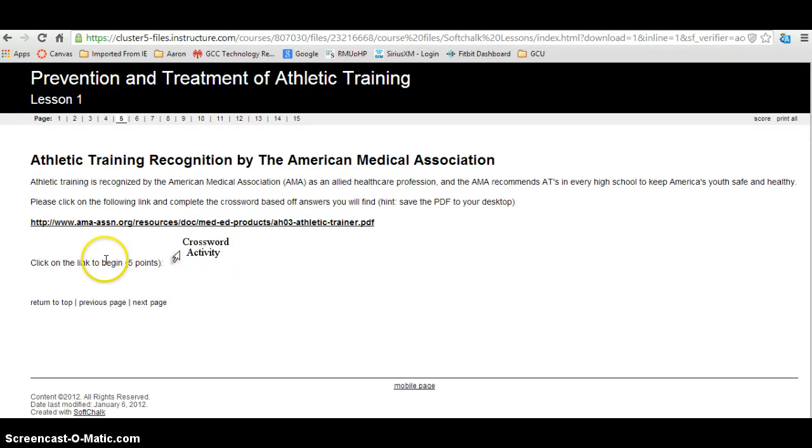You see a crossword activity on here. This is not worth any points. Don't worry about this crossword activity. I have been unable to get that to work in this module, so don't worry about that.